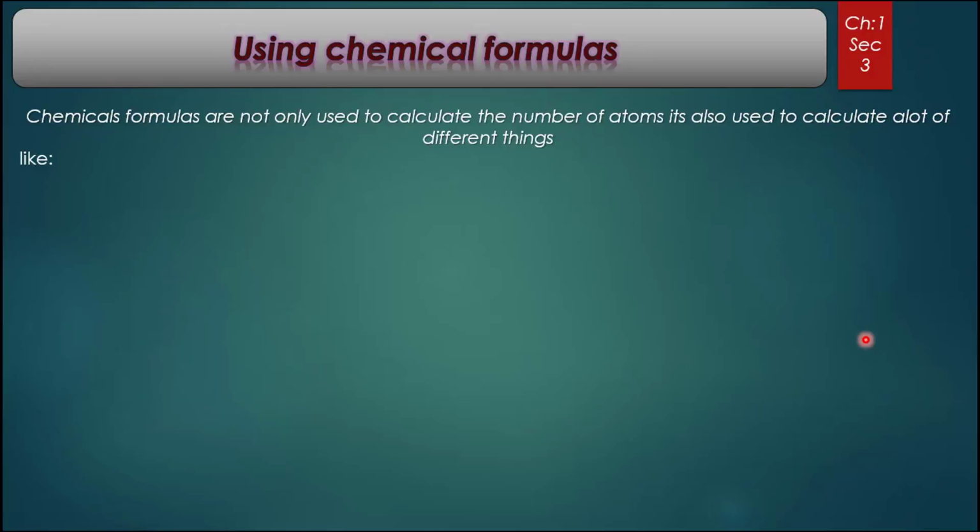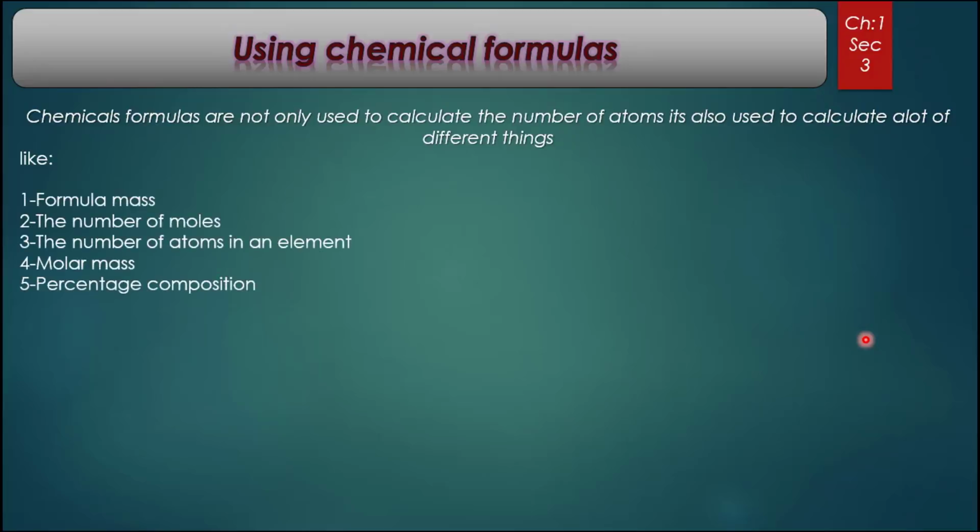Chemical formulas are not only used to calculate the number of atoms, they're also used to calculate a lot of different things. So simply, chemical formulas indicate the number of atoms, but not only this, they're used to find a lot of different things like formula masses, the number of moles, the number of atoms in an element, molar mass, and percentage composition. I will teach you all of those, how to find them, their formulas, and more. First of all, we will be starting with formula mass.